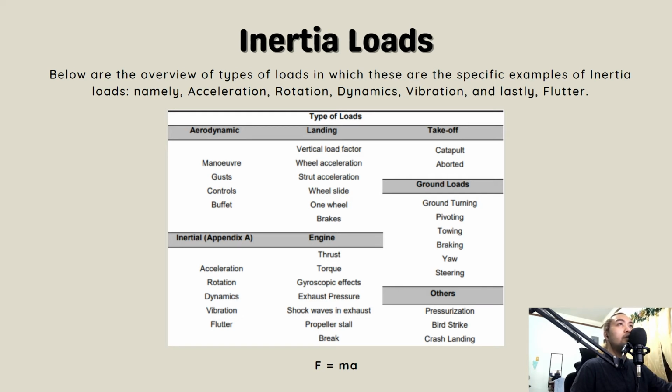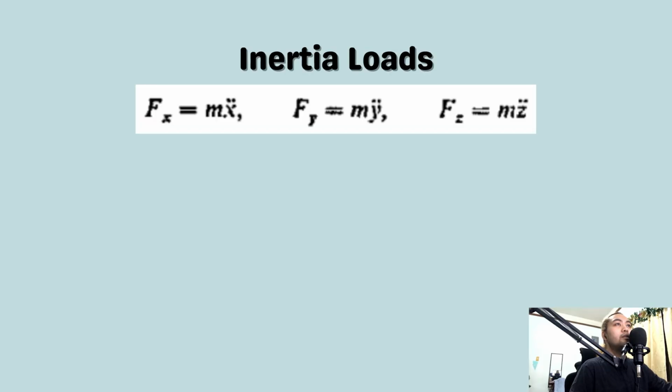Now, below is the overview of types of loads, in which these are the specific examples of inertial loads, namely the acceleration, rotation, dynamics, vibration, and lastly, flutter. Moving on, while there are a lot of loading conditions, an aircraft may be considered as being in pure translation or pure rotation.